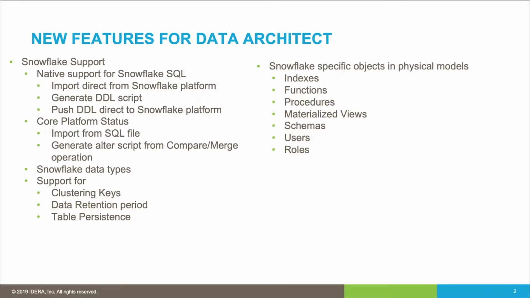to the Snowflake platform. We've also got core platform status, which allows us to import a Snowflake SQL file, a text file. And we can also generate alter scripts from our compare merge tool. So this is really important. As the database changes and you've got an existing database on Snowflake, you can compare it with a physical data model and then decide which changes you want to propagate to Snowflake and generate the alter scripts for those changes, which you can then deploy, or the DBA can deploy directly to the Snowflake instance.